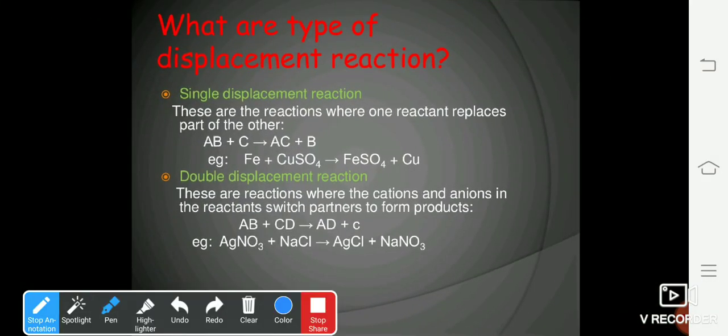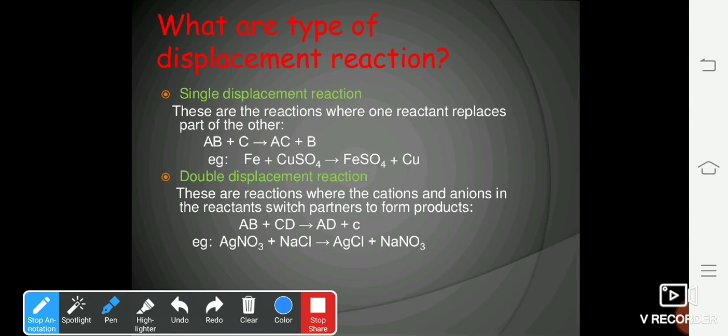Now, the next type, precipitation reaction. I said exchange of cations takes place and an insoluble salt is formed. Please keep this in highlight that in case of neutralization reaction, the salt which is formed is soluble in water, whereas the salt which is formed by precipitation reaction is insoluble in water.